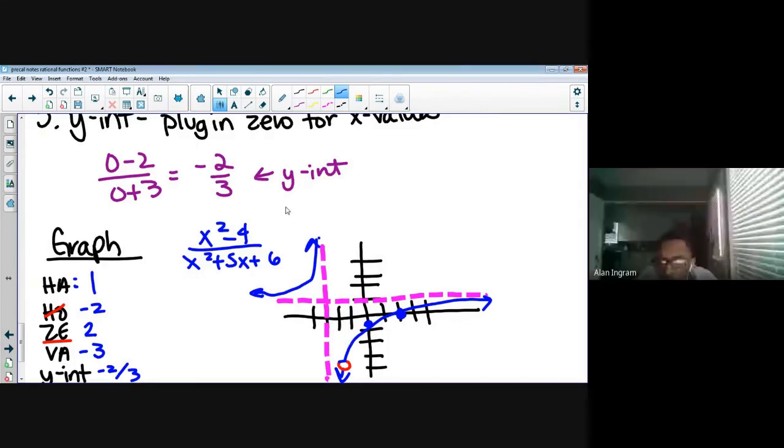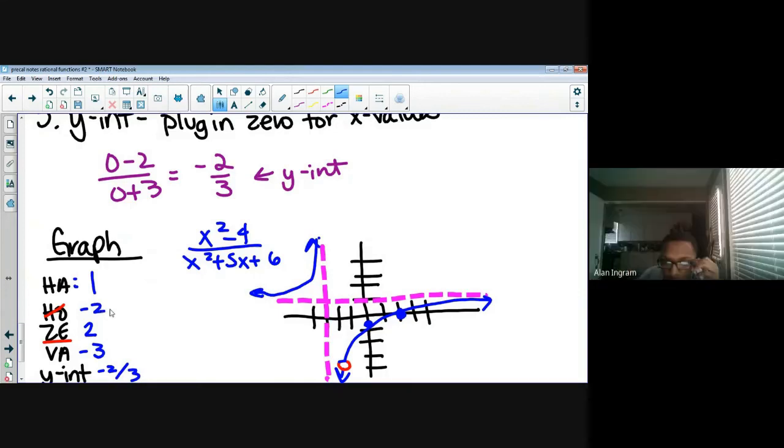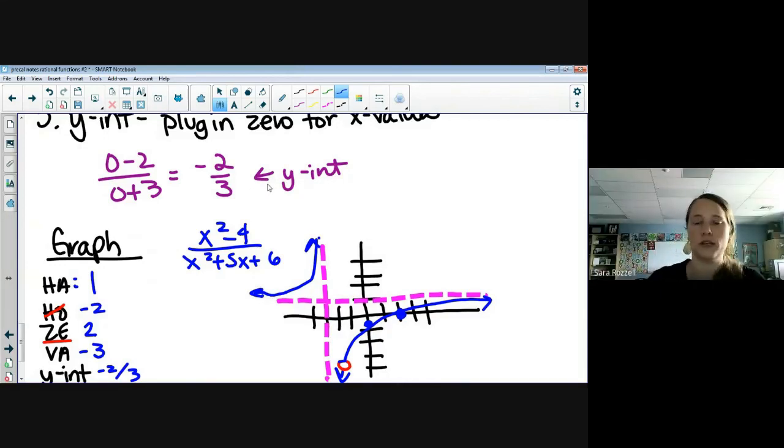When you do the, yes, Alan? You said the hole was at -3, right? -2. Oh, no. Okay. Yeah. Our vertical asymptote was at -3.